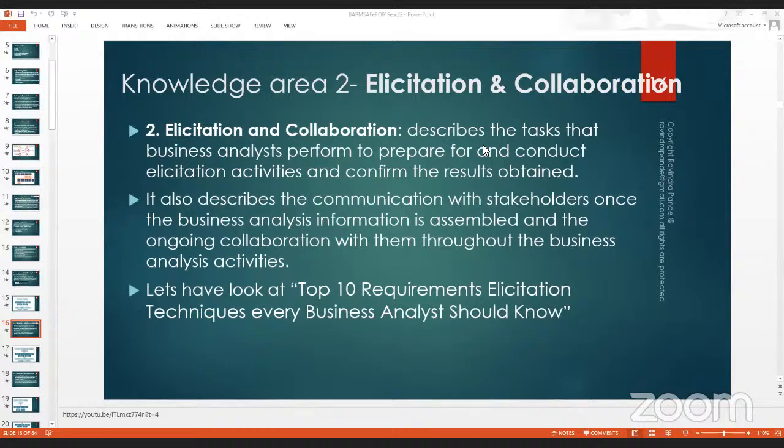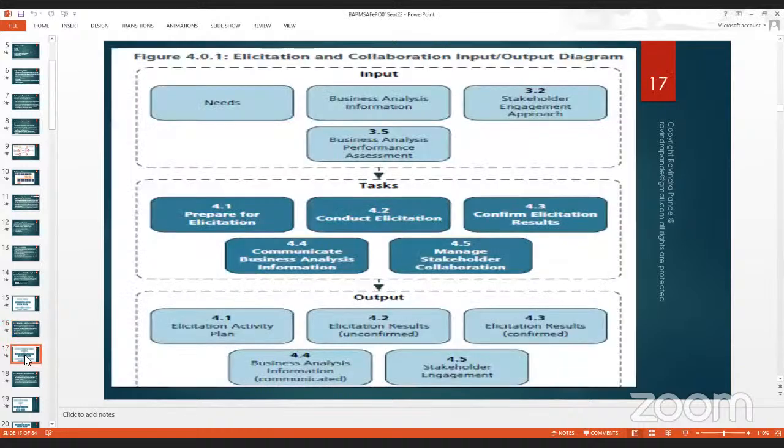Let's go through the other one. This is the knowledge area we talk about: elicitation and collaboration. Now let's try to understand this from an input, tasks, and output perspective. We are trying to understand what type of inputs we get whenever we do these elicitation and collaboration processes, then what type of work I, as a business analyst, need to perform for such processes, and then what type of output is expected out of me.